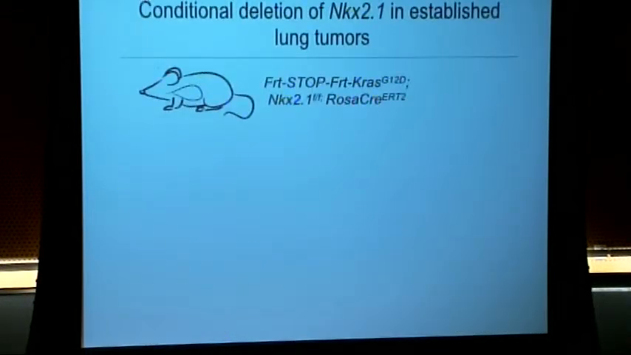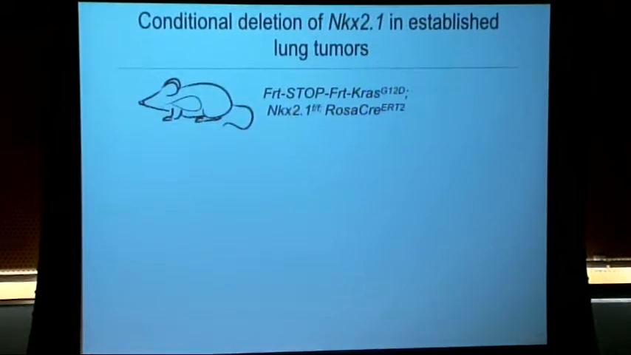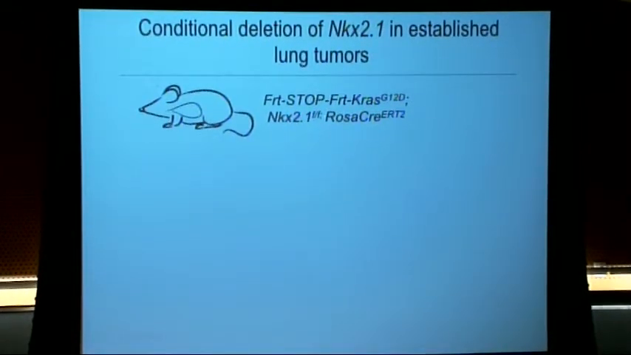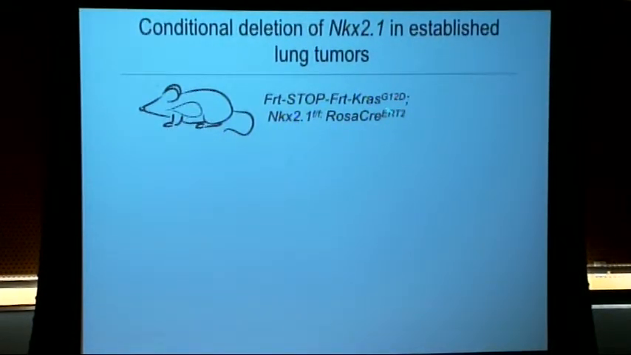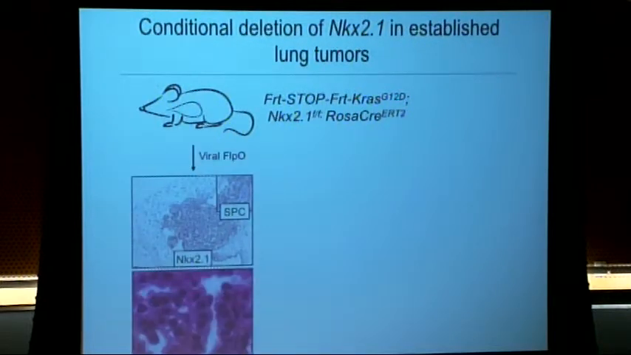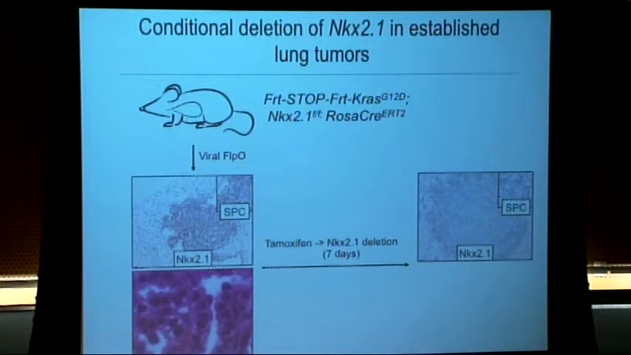So in our case, our favorite gene here is NKX2.1. We have the Frt-stop-Frt KRAS allele and the ROSA26 Cre-ERT2. NKX2.1 is floxed. We add Flp recombinase, and this results in a tumor forming. And that tumor, at the early stage, will still have NKX2.1 expression. And then we can add tamoxifen. And in 7 days, NKX2.1 is gone. It works remarkably well. You can efficiently eliminate a gene of interest in an established tumor.